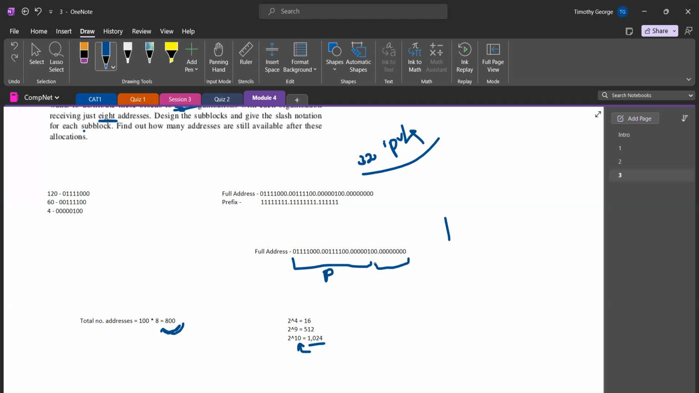We need these 10 bits to represent 800. But how much is 800 in binary? 800 is going to be 1, 1, 0, 0, 1, 1, 3, 4, 5. Let me type it. That's how many in binary.